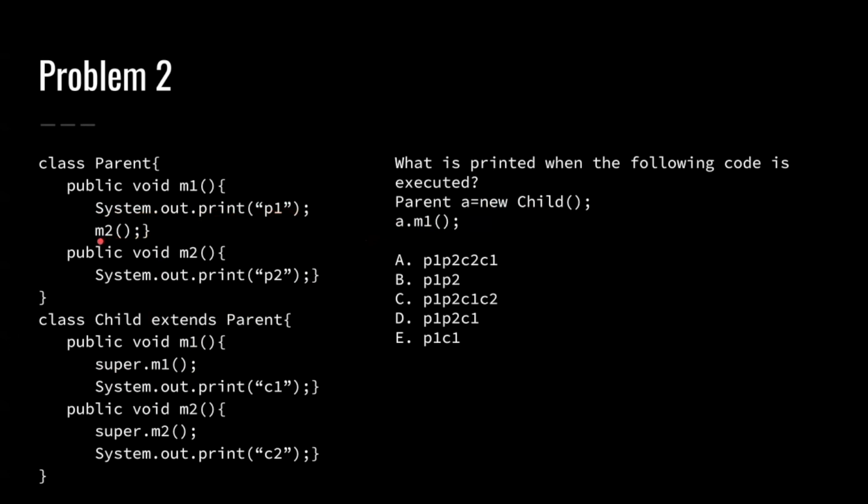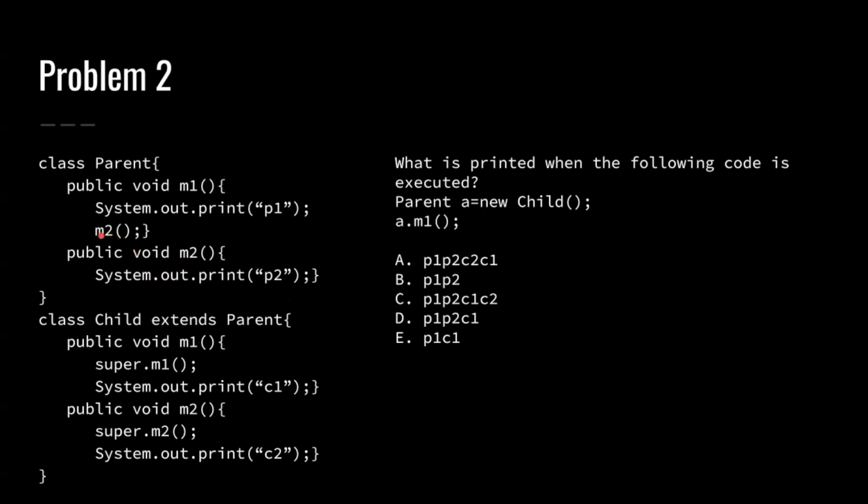Now this is where the problem gets difficult. Which method does M2 correspond to? This one or this one? The answer is this one, because remember what object you're acting this method on, A, and A is a child. So therefore, M2 would correspond to this method right over here. If A was a parent, then we would run this method right over here.